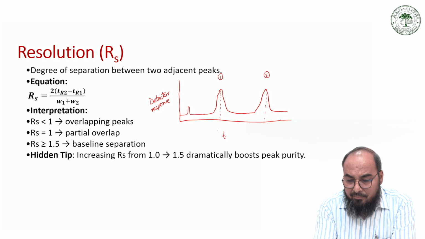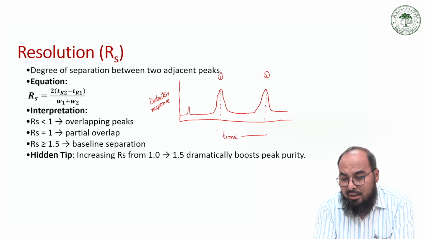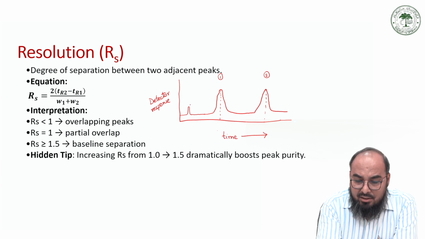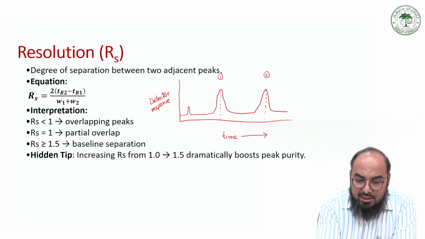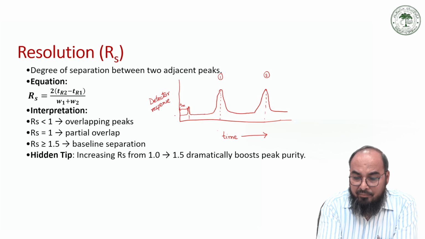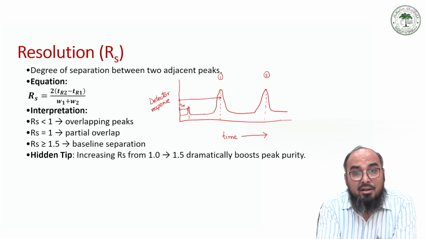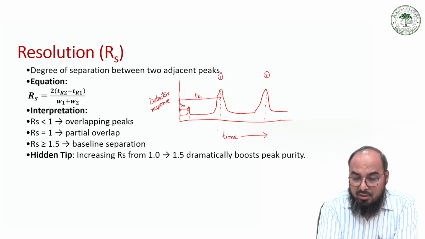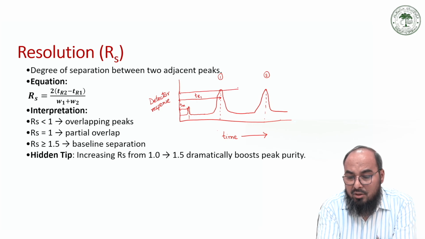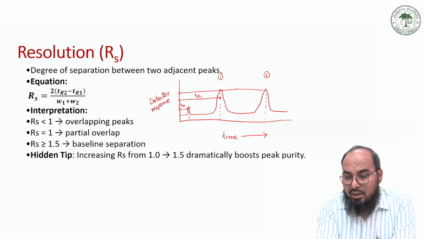This is the time. Okay, time on the x-axis. This is half of this distance. Let us draw perpendicular here. This is called half of this. It is called Tm. From here to half of the peak 1, it is called Tr1. Distance from here to here, it is called Tr2.